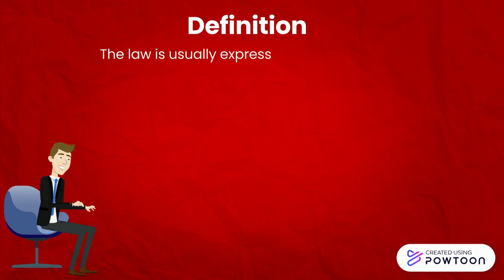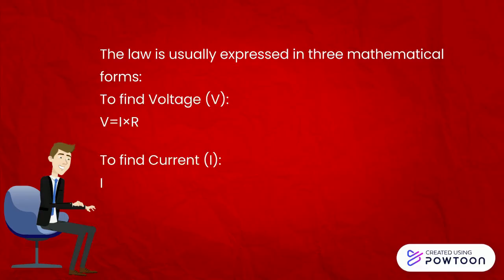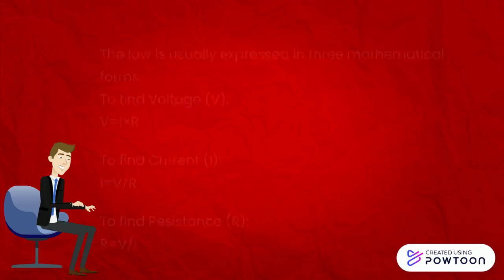To find voltage, the formula is voltage equals current times resistance. To find current, the formula is current equals voltage divided by resistance. To find resistance, the formula is resistance equals voltage divided by current.